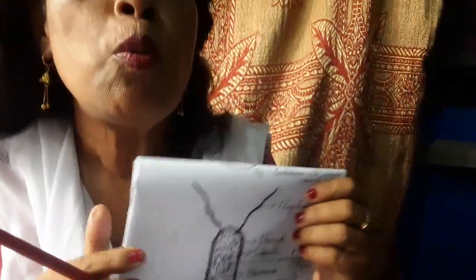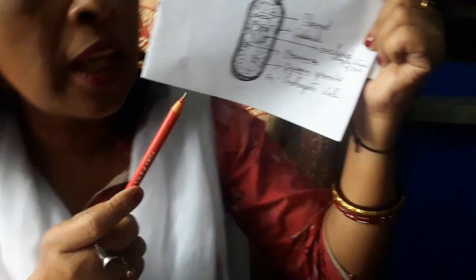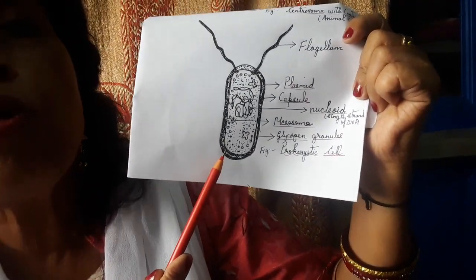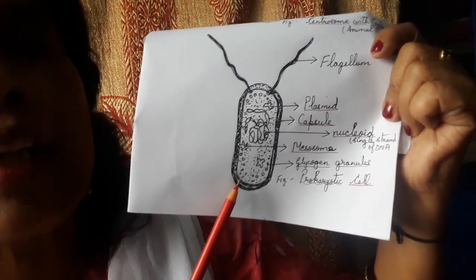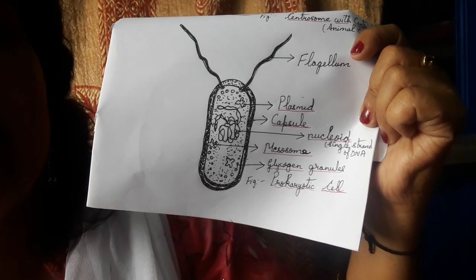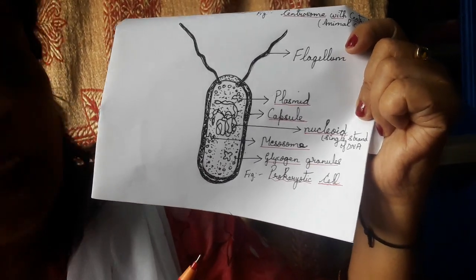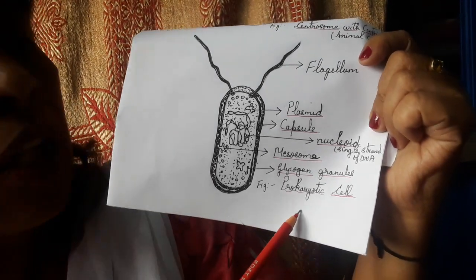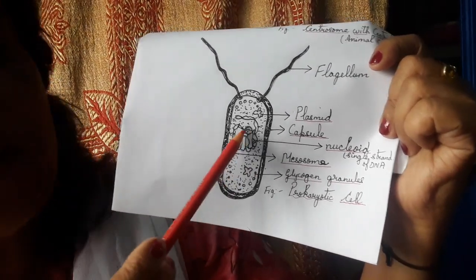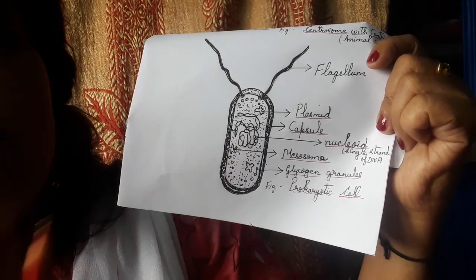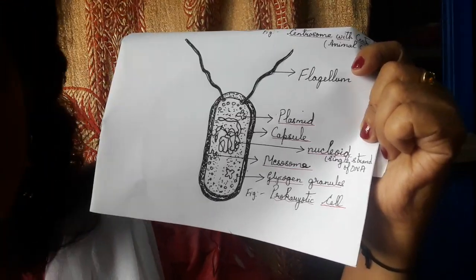We come to one important type of cell called the prokaryotic cell. These are usually found in bacteria and cyanobacteria. Another name for cyanobacteria is blue-green algae. Why are they called prokaryotic cells? Because the nucleus is not well defined. The nucleus does not contain any nuclear membrane, neither nucleolus nor nucleoplasm.